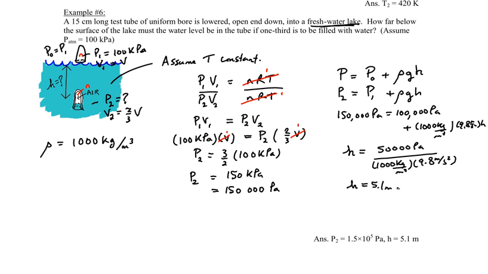So if you were to take a test tube into the water and bring it down 5.1 meters to that depth, then the air bubble will occupy 2/3 of the original space it was initially. And that's it for this example.